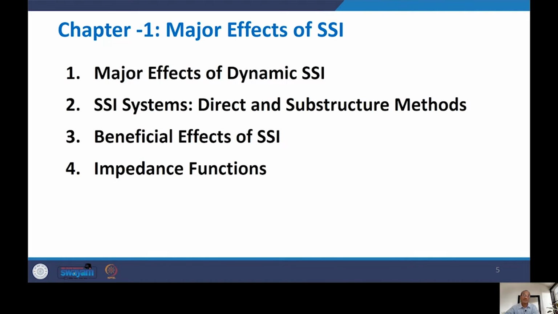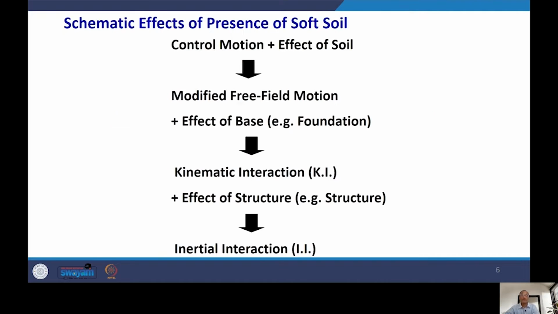So let's see what the effects of dynamic SSI are. But before that, the information given in the slide has already been discussed in the last lecture. This shows the seismic effect of the presence of soft soil. What happens when soil is present instead of rock, or your structure is situated on soft soil? The control motion gets changed due to the effect of soil, and as a result you get what is called the modified free field motion. So the product of control motion and the effect of soil is the modified free field motion.